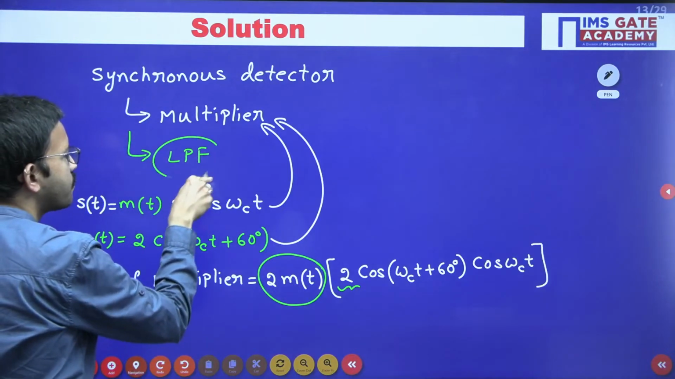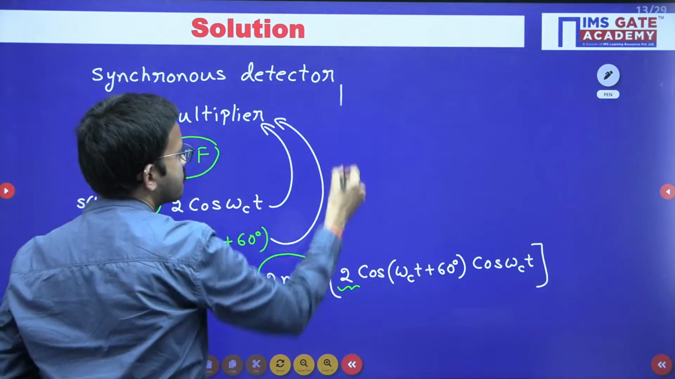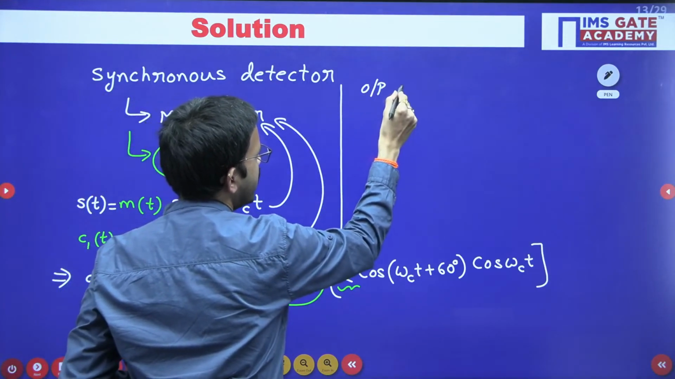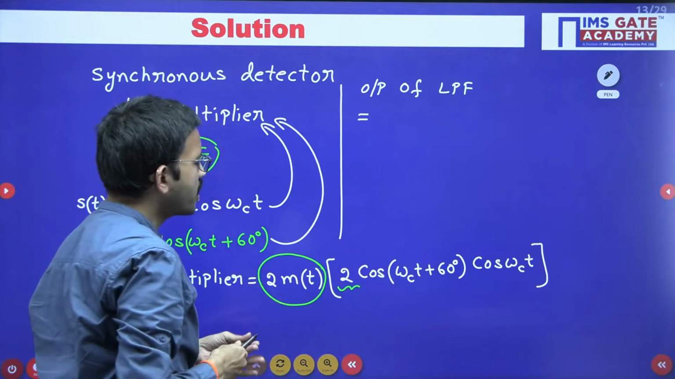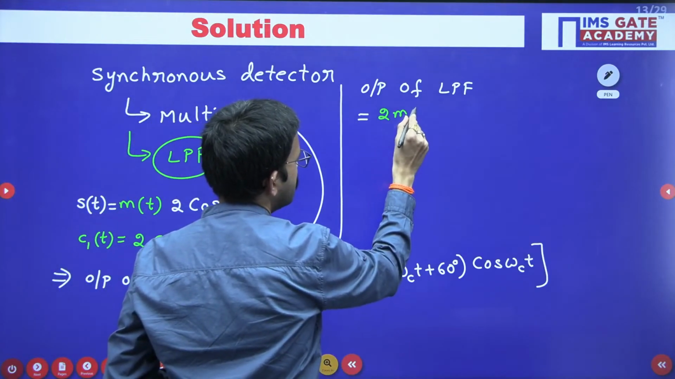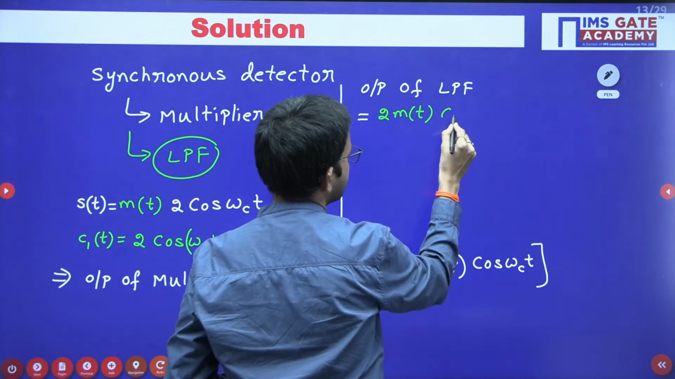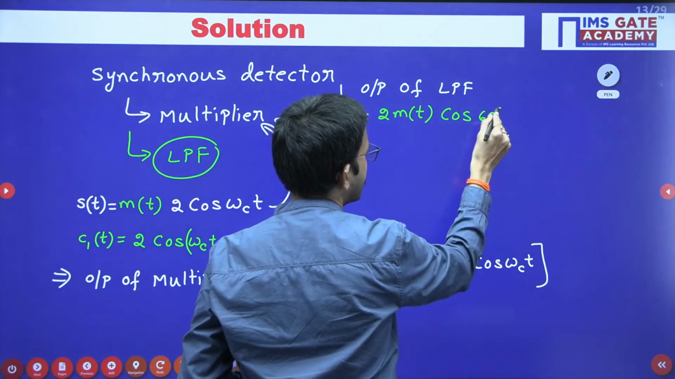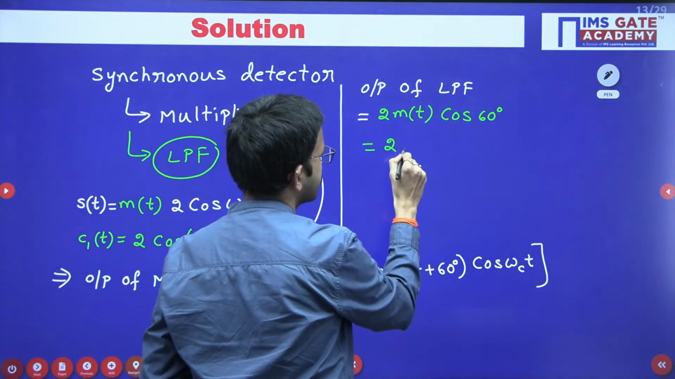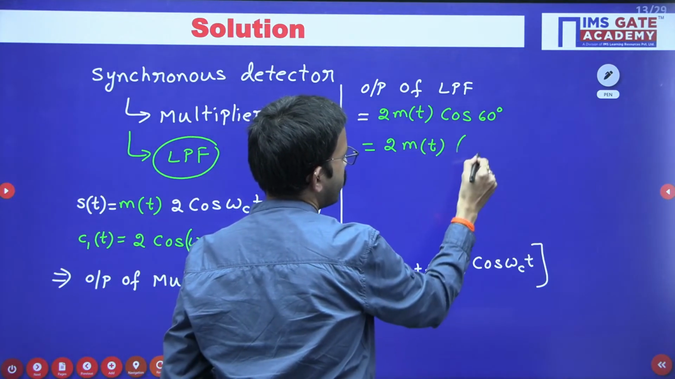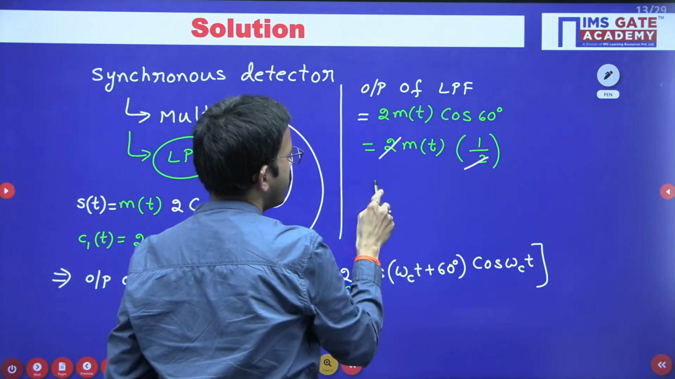When you pass this overall signal through the low pass filter, at the output of the low pass filter you will get 2 times m of t into cos 60 degrees. Cos 60 is nothing but how much? Cos 60 is 1 by 2. So the 2 gets cancelled, and finally you get m of t.